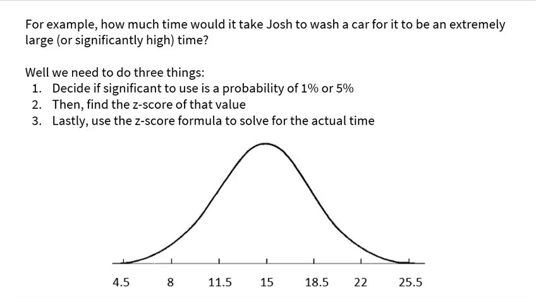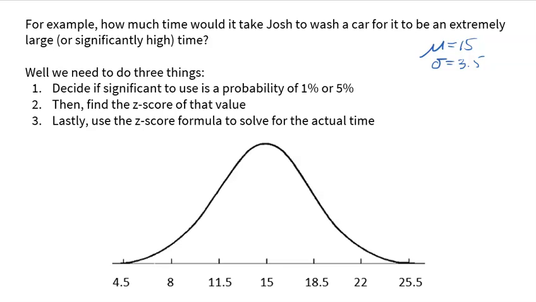All right, so for example, how much time would it take Josh to wash a car for it to be extremely large? If we look at our normal model, remember that it's based on a mean of 15 minutes for Josh to wash a car and a standard deviation of 3.5. If we look at this picture, we know that anything above 3 standard deviations is really, really unlikely, which again would be really extreme or really significant. So it's not so easy to just say 25.5, because obviously 25.5 would be extremely high. It would be significant. If it took Josh 25.5 minutes to wash his car, that would be extreme to me.